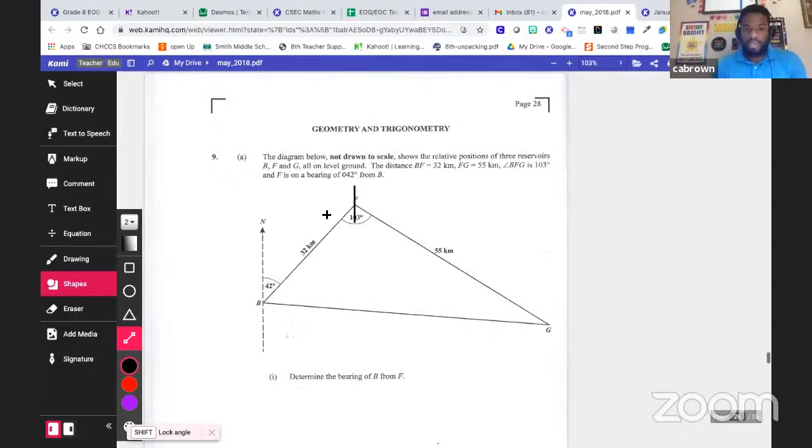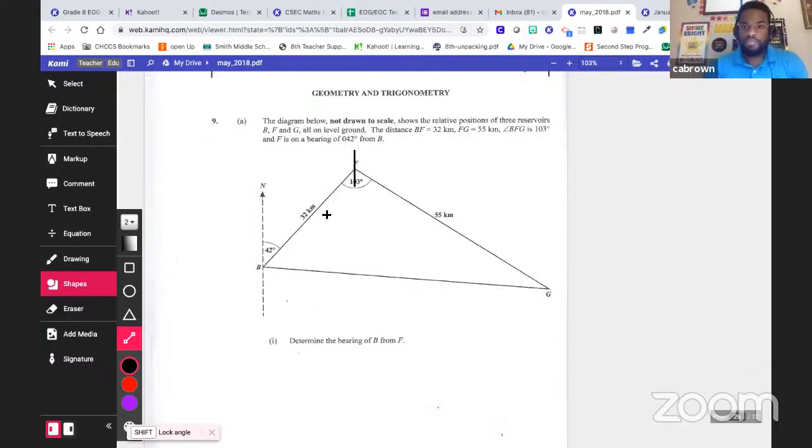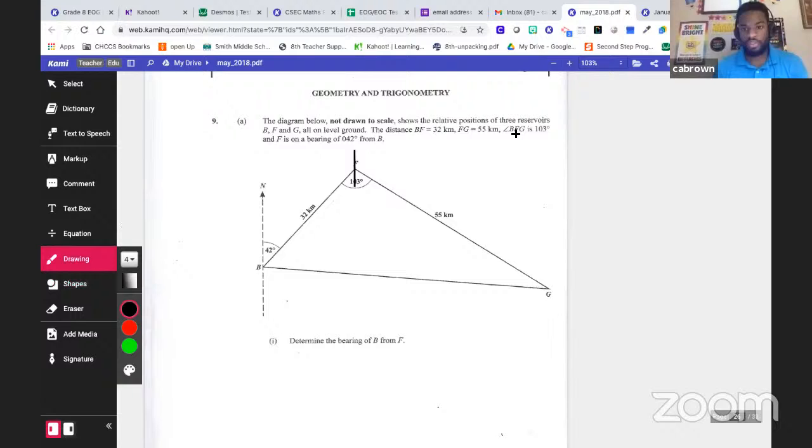All right, it says a diagram below not drawn to scale. It shows the relative position of 3 reservoirs, B, F, and G, all on level ground. The distance BF is 32 kilometers and FG is 55. Angle BFG, which is angle F. Remember, when you have 3 letters, it's always the angle that is in the middle that we're referring to. So angle F is 103, which we can see right here. And F is on a bearing of 42 degrees from B. So F from B, which is this intersection right here, is 142 degrees.